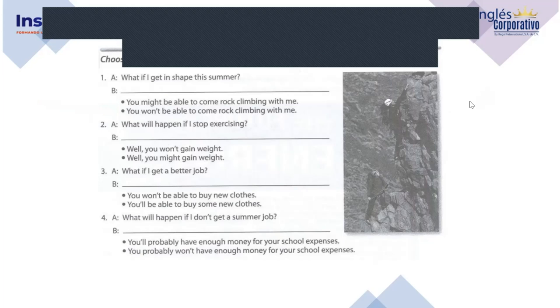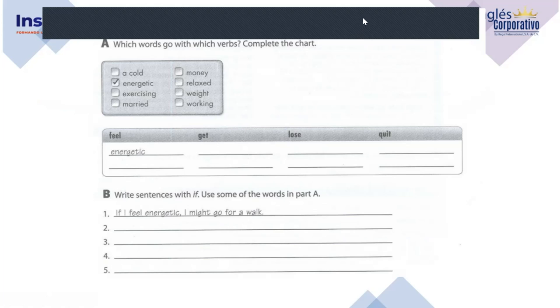Okay. Let's take a look at this one. In this exercise, you're going to do two things. The first one is, which words go with the verbs? You need to complete the chart. Here you have some vocabulary and here you have some verbs. So you need to arrange this vocabulary according to the verb. Read the vocabulary and then write it according to the verb. After that, as you finish, you need to write sentences with if.